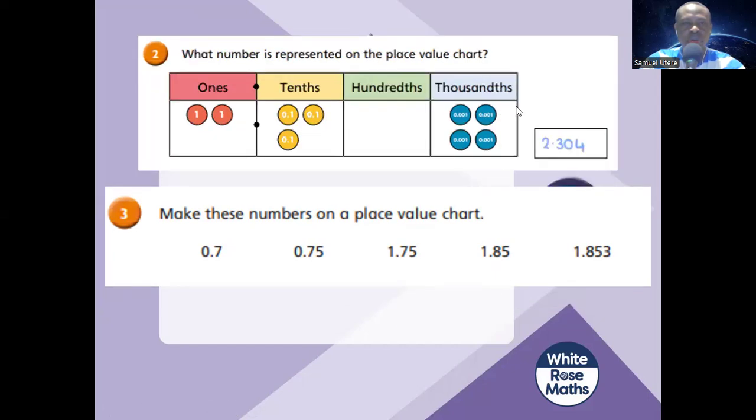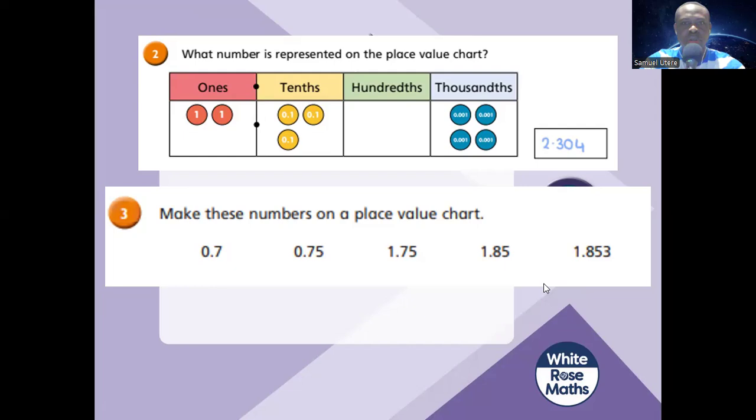For question 2, you were asked what number is represented on the place value chart. Of course, the number will be 2 ones, 3 tenths, 0 hundredths, and 4 thousandths. Take note that we have to use 0 as a placeholder here because there are no counters. So to read this number, this will be 2.304.